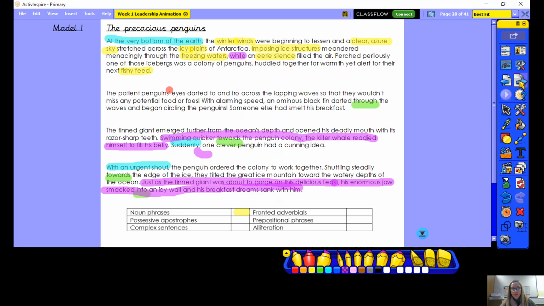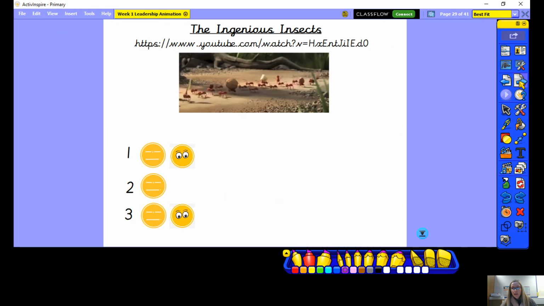Okay, well done for looking for different features of our text. So, let's remind ourselves of the animation, the ingenious insects, because this is what we're going to be writing about for today's session.